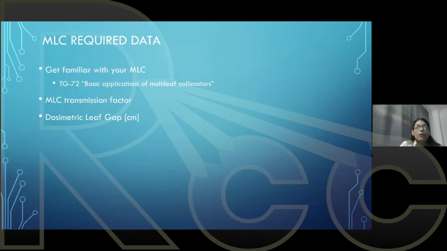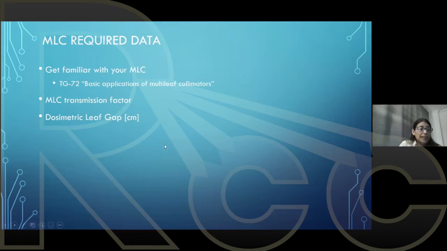Because as I said before, if you feed everything at once and you start getting discrepancies or deviations, it will be very hard for you to know from where these errors are coming from. Now, the MLC data that is required depends on your treatment planning system. But before, you need to get familiar with your MLCs. So the TG72 has the basic application of multi-leaf collimators. It's very nice that you go back and you read it.